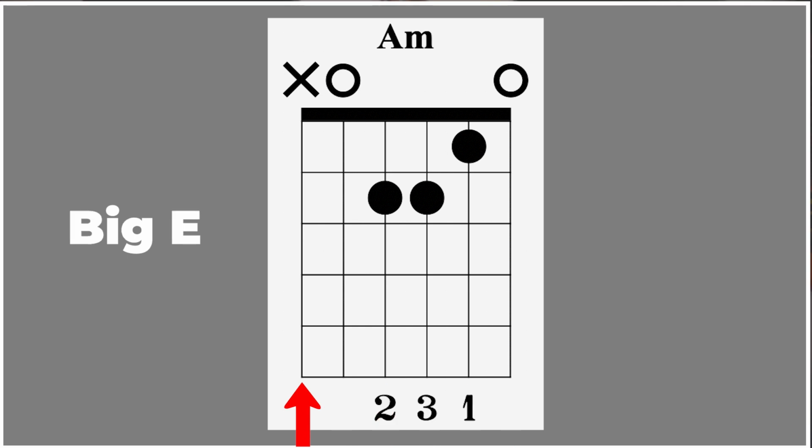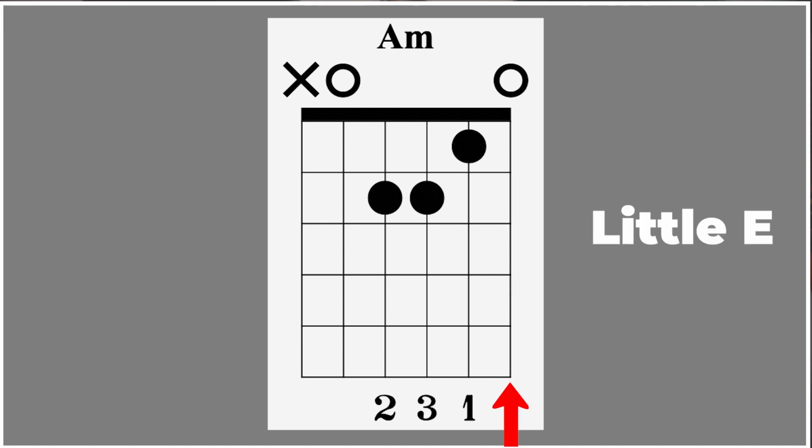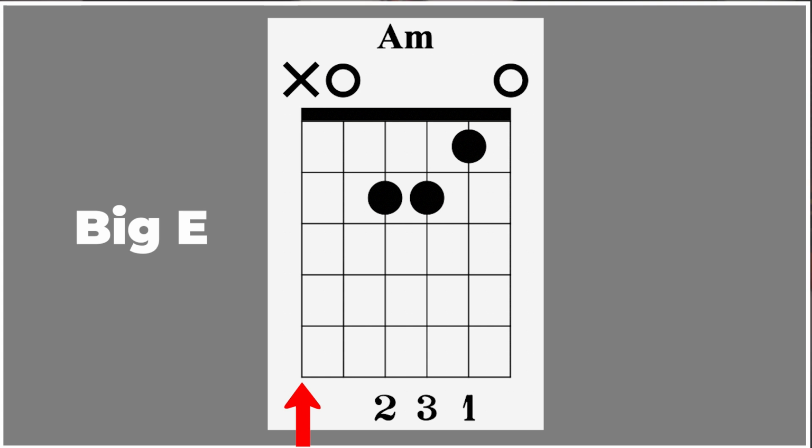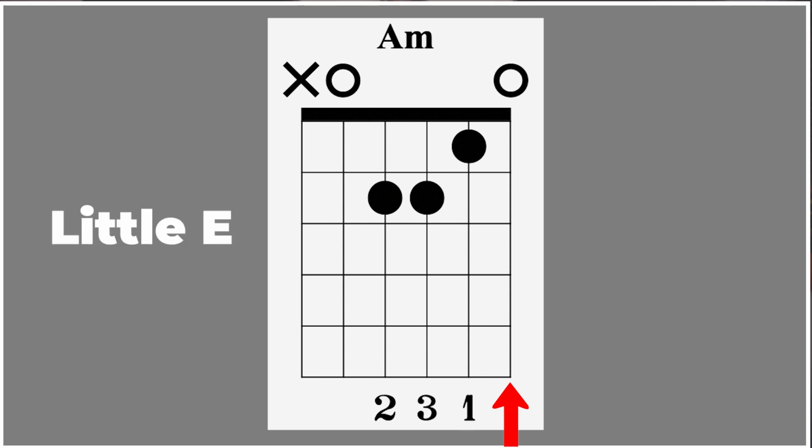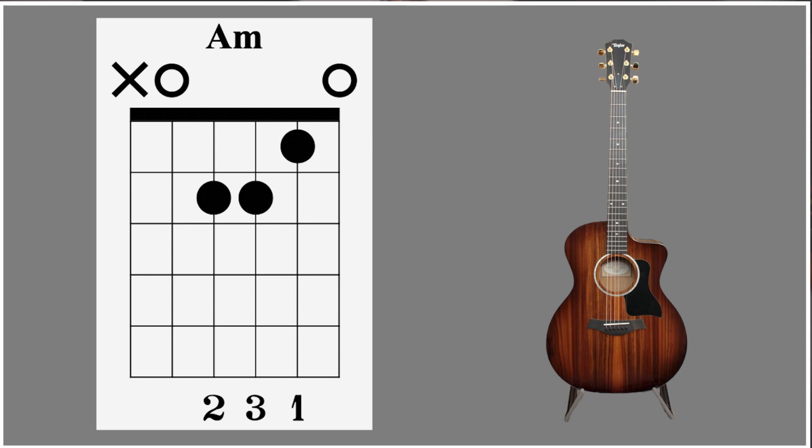The line on the far left is the big E string, and the line on the far right is the small E string. So from left to right, the guitar strings are big E, A, D, G, B, and little e. When looking at a chord chart, you're looking at it as if your guitar is on a stand facing you and the head of your guitar is pointed up toward the ceiling. Here's an example showing what I mean.